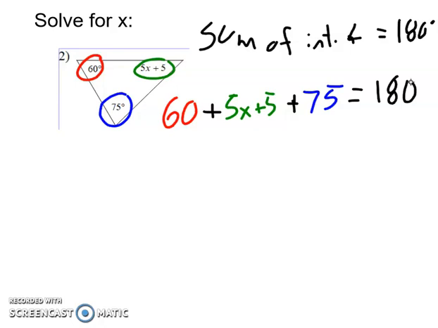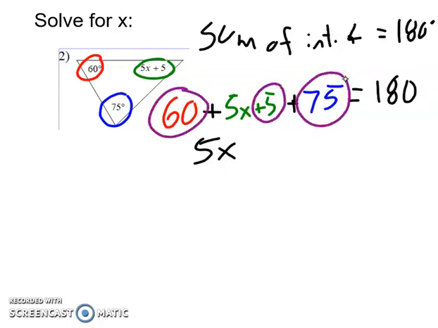We're going to combine some like terms here. I only see we have 5x. That's the only term with a variable of x. So it's going to be 5x. I'm now going to add 60 plus 5 plus 75. Well, 60 plus 5 is 65. 65 plus 75 is 140. And that's equal to 180.